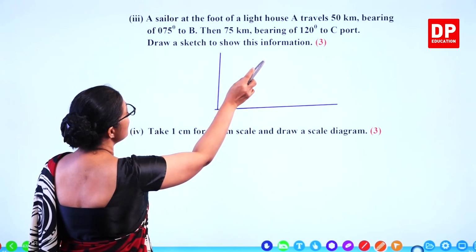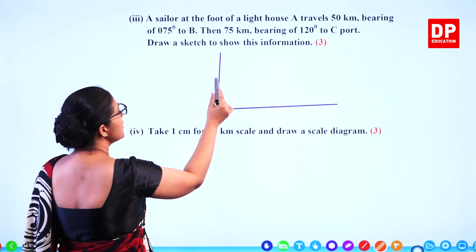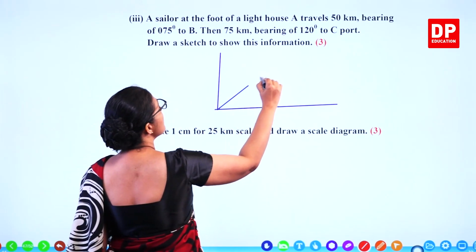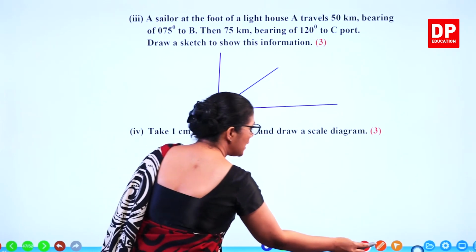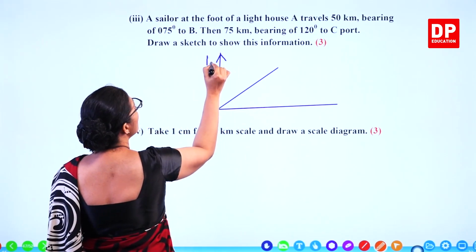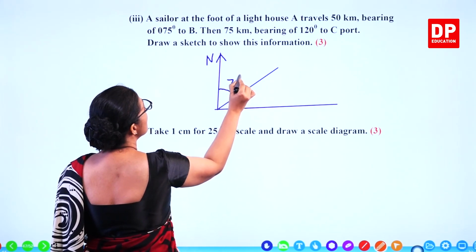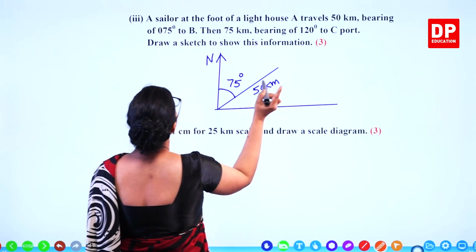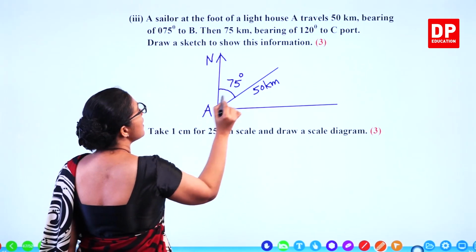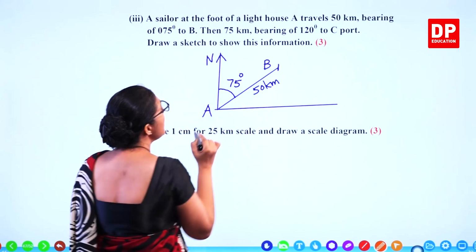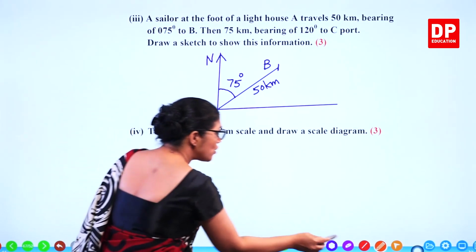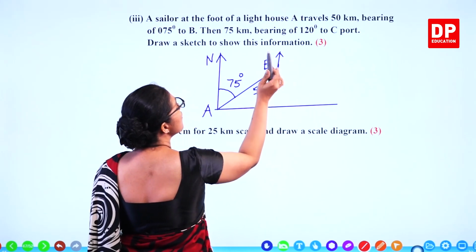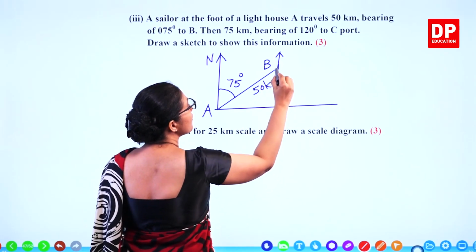Now it says the sailor travels 50 kilometers on a bearing of 75 degrees. So from north, 75 degrees for 50 kilometers. So you can say this is north, this is 75, and 50 kilometers, and then we come to the point B. So this is A, this is B. Now from here, again a bearing of 120. So we'll draw the north line there, to this point, 120. So that means somewhere here.